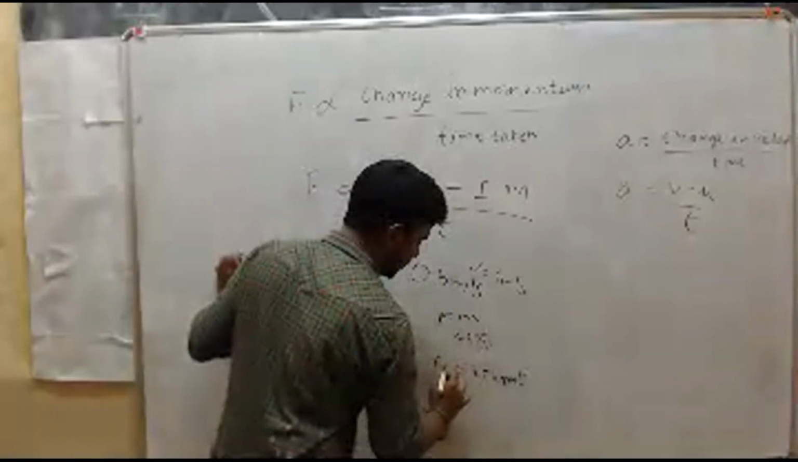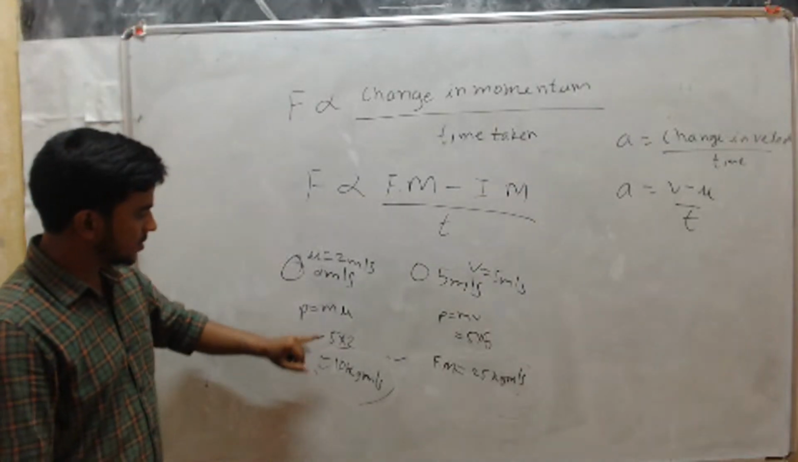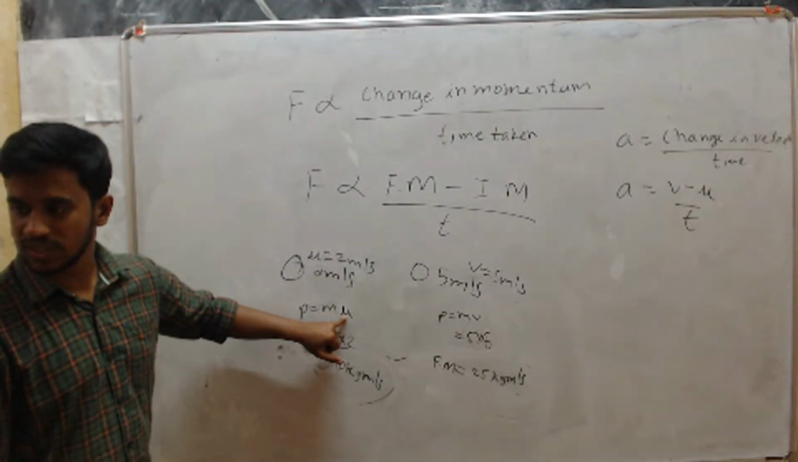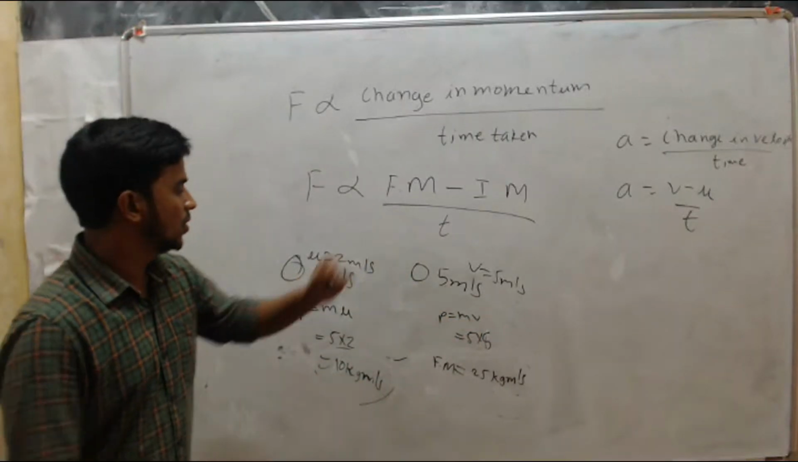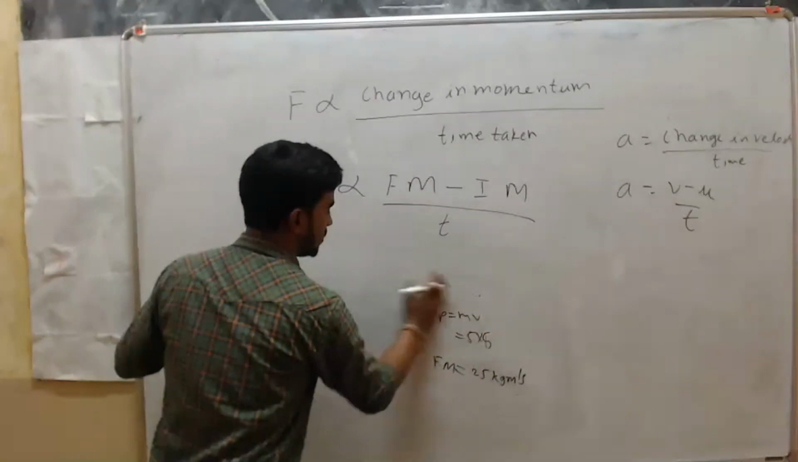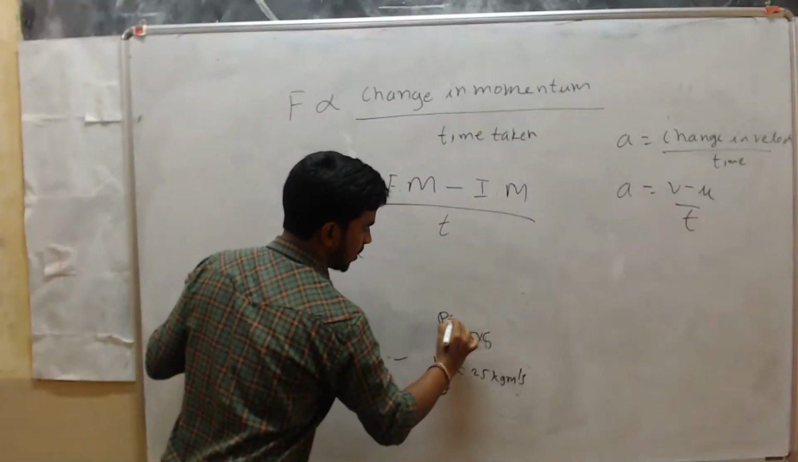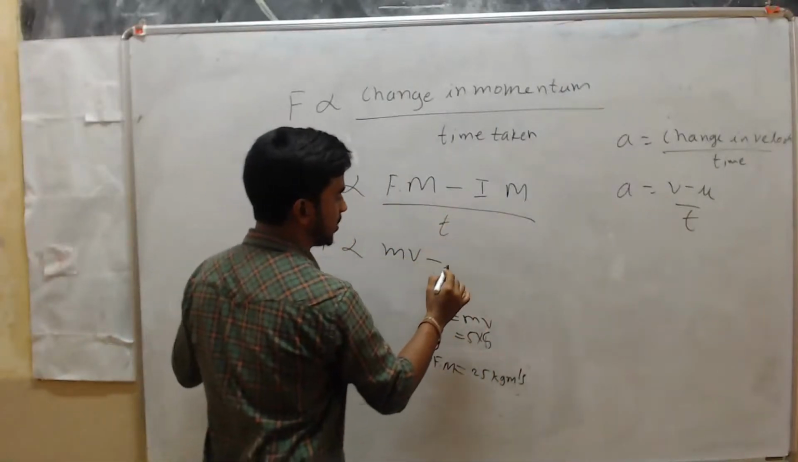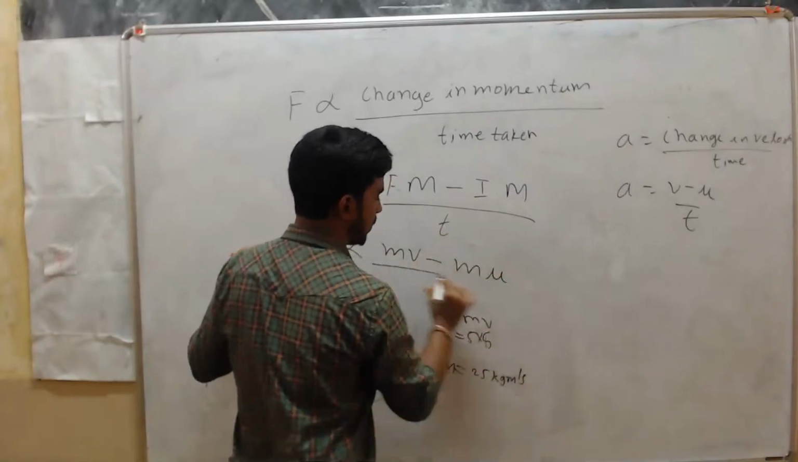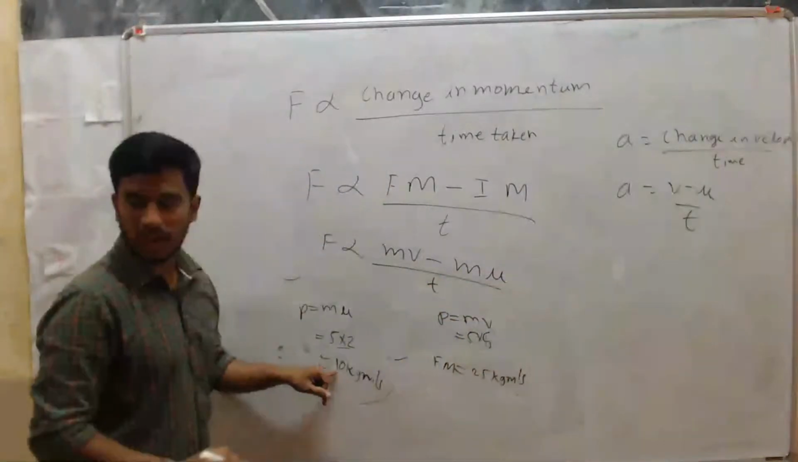This is final momentum. So initial momentum, now can I say this is m into u is the initial momentum and m into v is the final momentum, right? So now we can write this as F, where F is the final momentum m into v minus initial momentum m into u, divided by t. See here, we know the value.